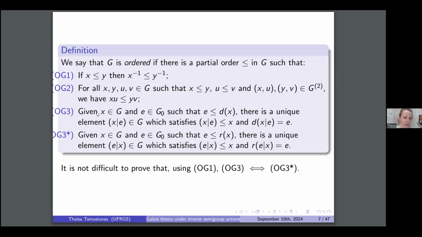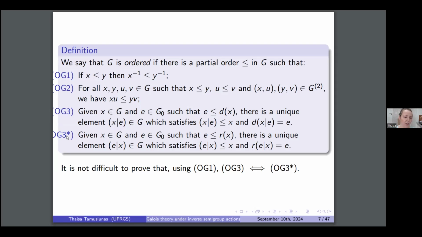The third condition said that given any element X in G and any identity E, such that this identity E is less or equal than the domain of X, there is a unique element, this is a restriction domain, such that this restriction domain is less or equal than X, and the domain of this element, this morphism, is precisely E.